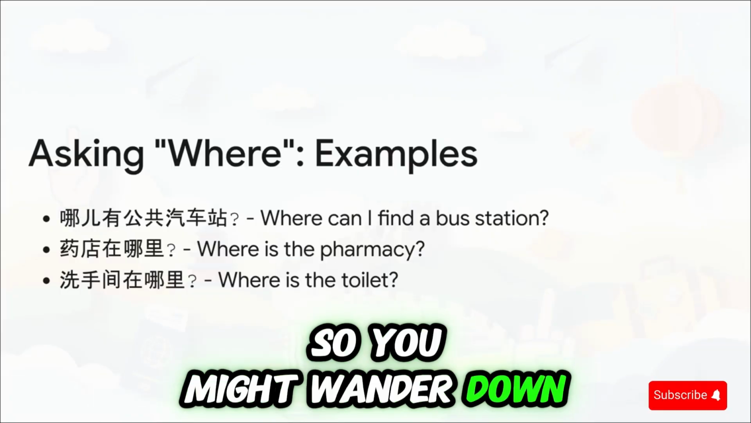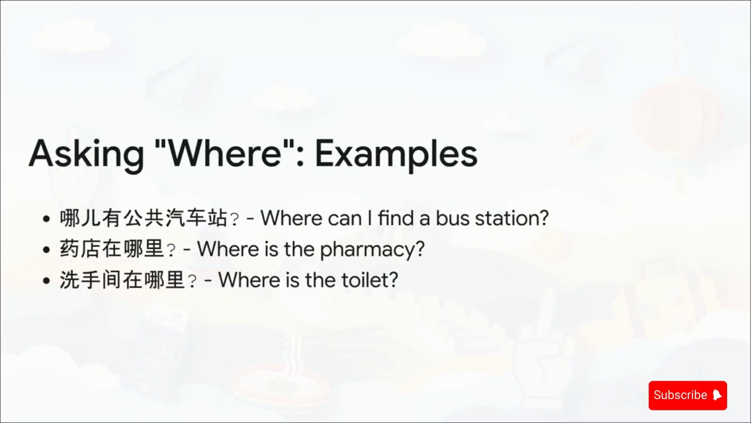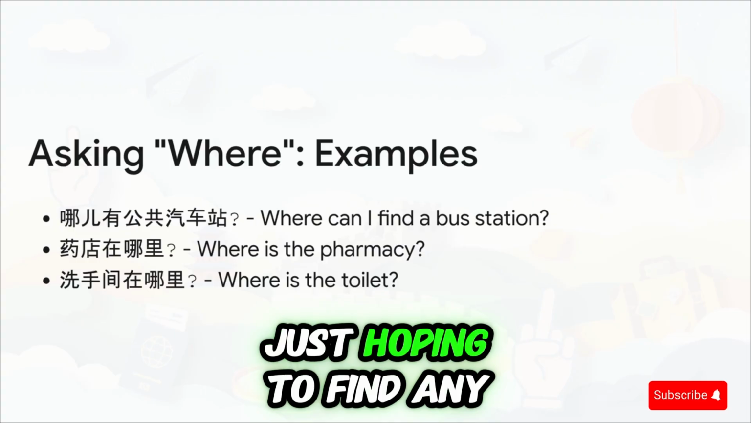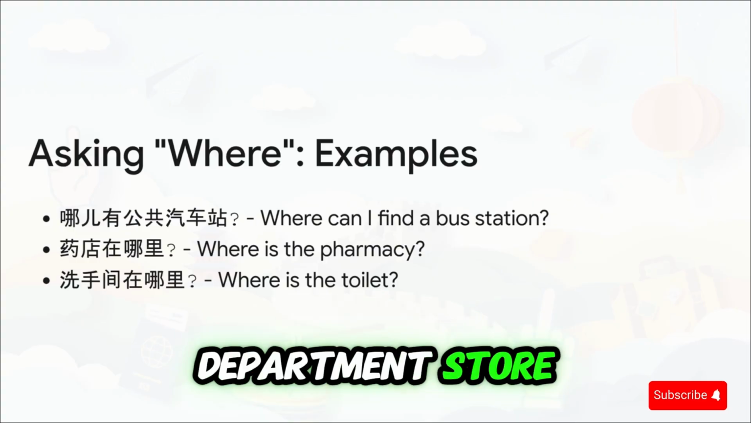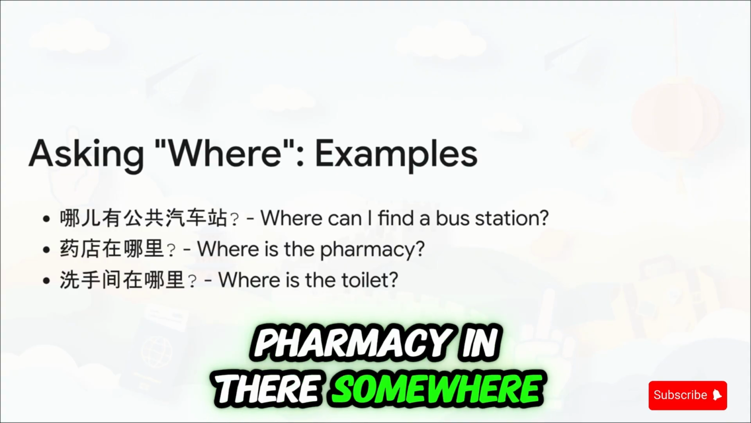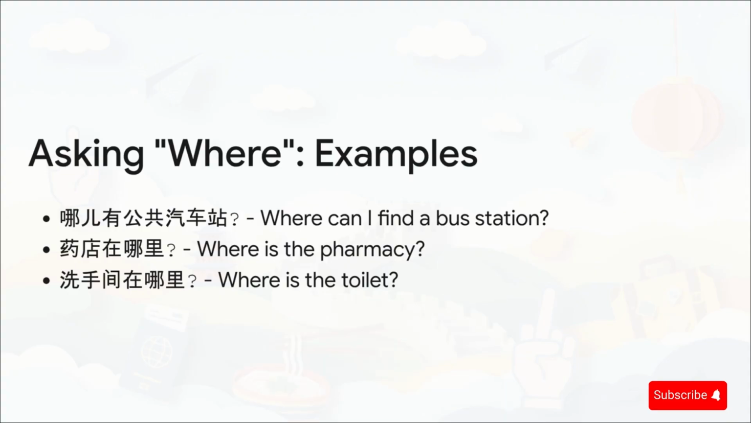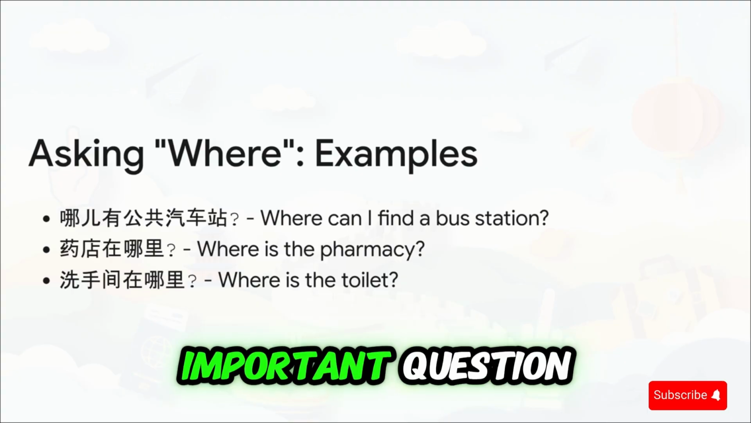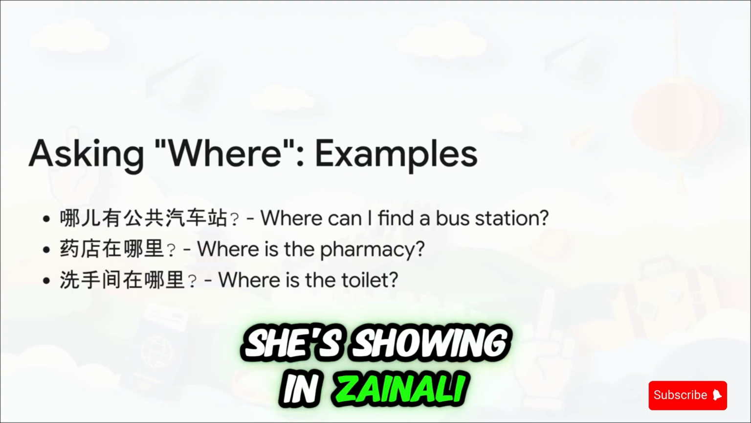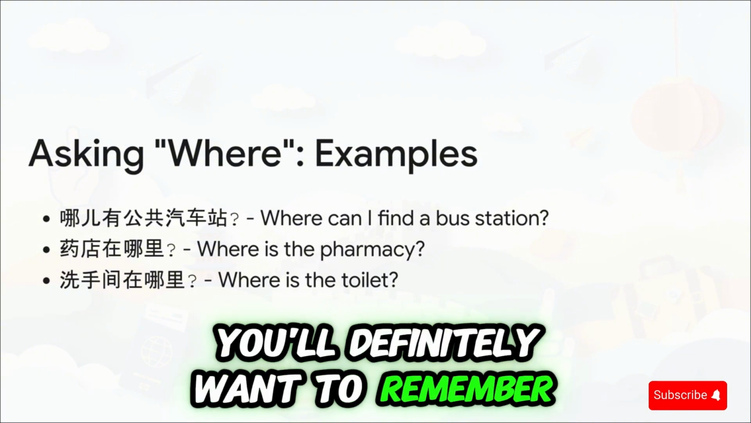So you might wander down a street and ask someone, 哪儿有公共汽车站? Just hoping to find any bus stop at all. But if you're inside a huge department store and you know there's a pharmacy in there somewhere, you'd ask, 药店在哪里? To find that specific one. And of course, there's the all-important question, 洗手间在哪里? You'll definitely want to remember that one.